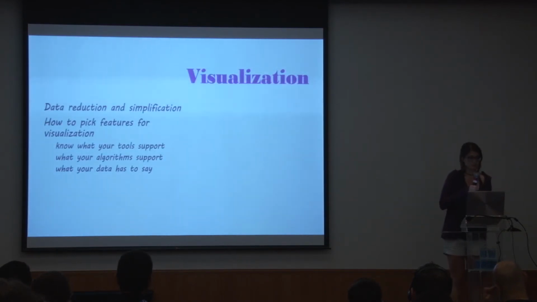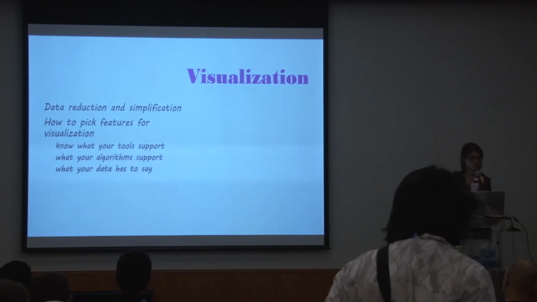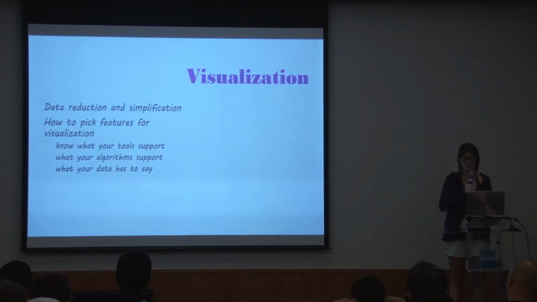How to pick the features for visualization? First of all, you need to know what your tool can produce. You can't visualize things that aren't actually present in your data. You need to know what your algorithms support, like which algorithm to use for visualization, which tools, and what your data can provide for you.